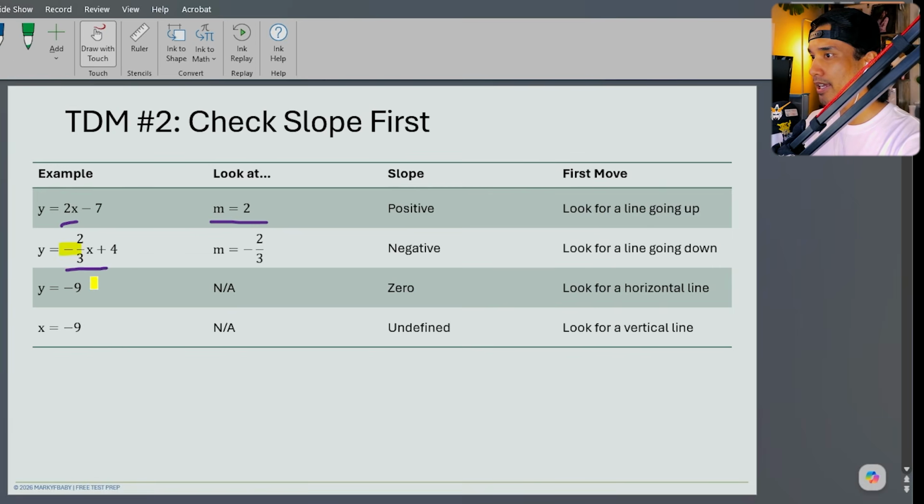It has a negative value or a negative before the value, right? Giving me a negative slope. Negative slope, look for a line going down. Okay, y is equal to negative 9. Well, that doesn't give me a slope at all. It's just going to give me a straight line. We're going to be looking for a horizontal line. If we're given x is equal to negative 9, we're going to be looking for a vertical line.